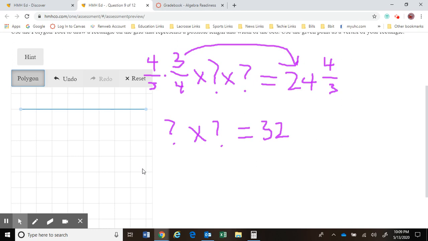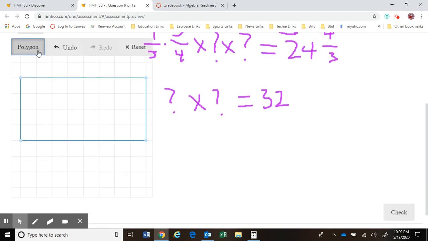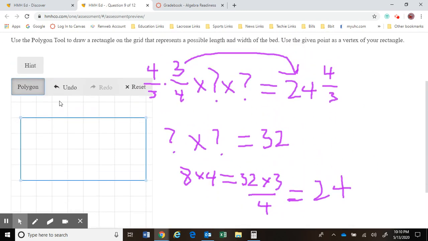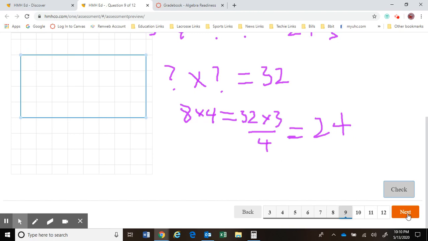All right. 1, 2, 3, 4. So I'm going to make another one there and another one there and another one there. And you see this is 1, 2, 3, 4, 5, 6, 7, 8 by 1, 2, 3, 4. And that is your answer. Because 8 times 4 equals 32, and 32 times 3 divided by 4 will give you 24. All right, check it. And I know it's correct. So, moving on to question number 10.